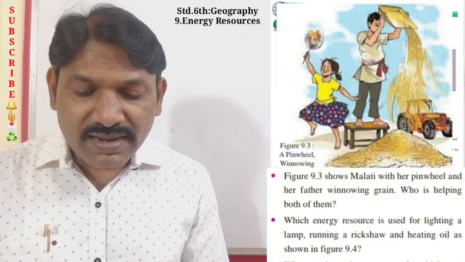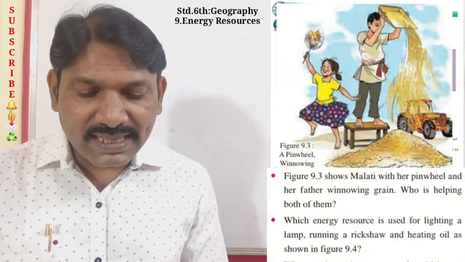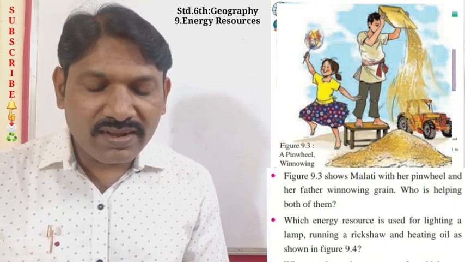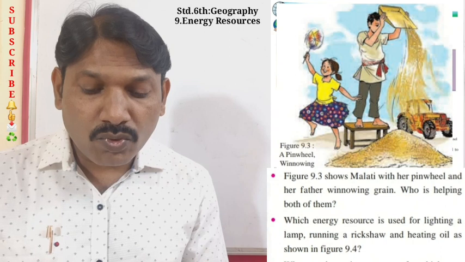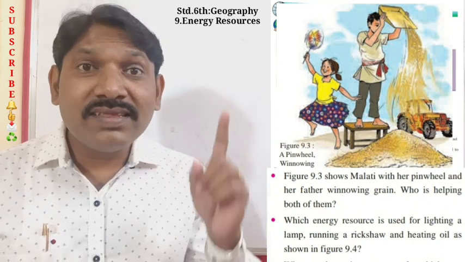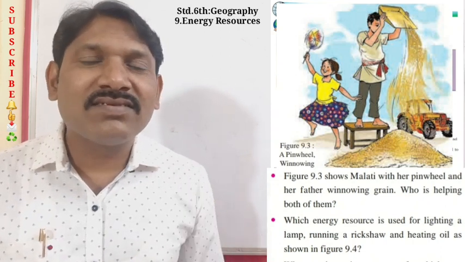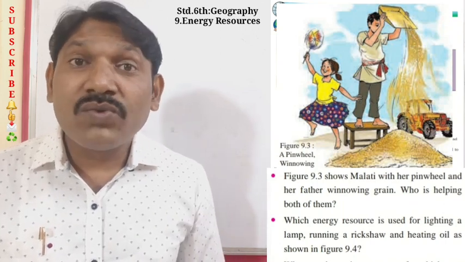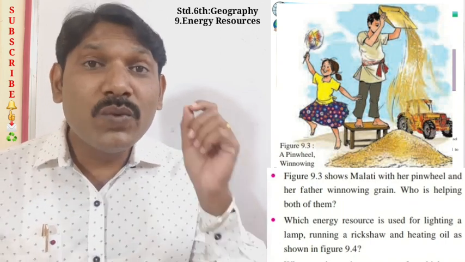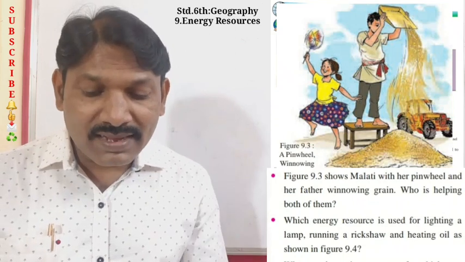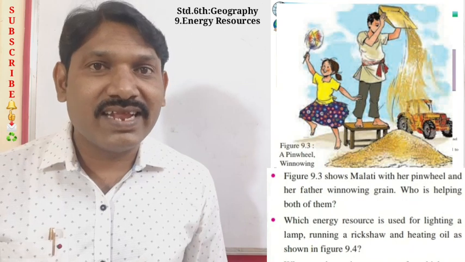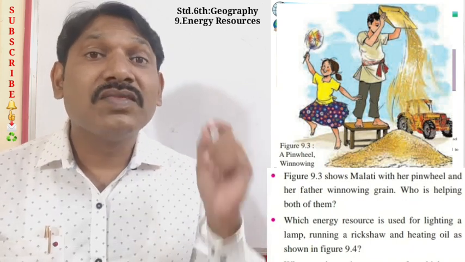See, figure 9.3 shows Malti with her pinwheel and her father winnowing grain. Who is helping both of them? Yes students, see the picture and you can easily answer this question. You can type your answer in the comment section. So here, who is helping? Yes, wind is helping Malti with her pinwheel and her father winnowing grain. Okay students, so the answer is the wind.